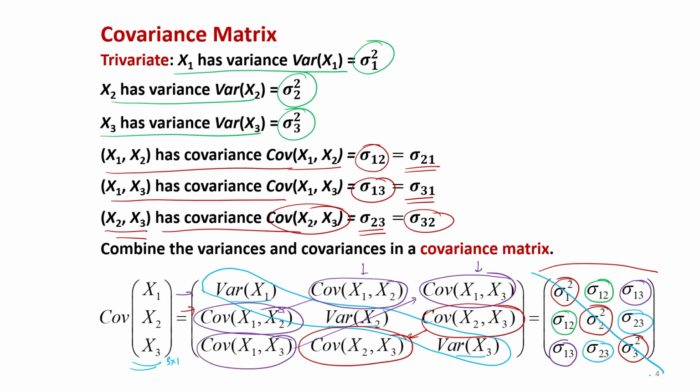So, this is a symmetric matrix: the off diagonal elements in the upper and lower parts are the same. This is how we express all these terms in a covariance matrix.